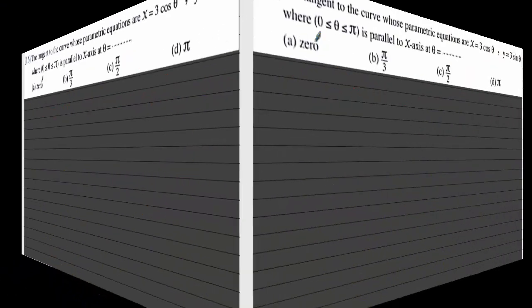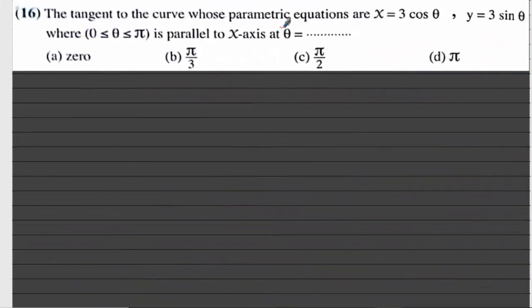Question number 16. The tangent to the curve whose parametric equations are x equals 3 cosine theta and y equals 3 sine theta, where theta is less than or equal to pi and greater than or equal to 0, is parallel to the x-axis at theta equals one of these values. So the tangent is parallel to the x-axis.